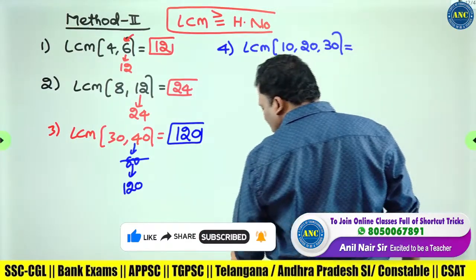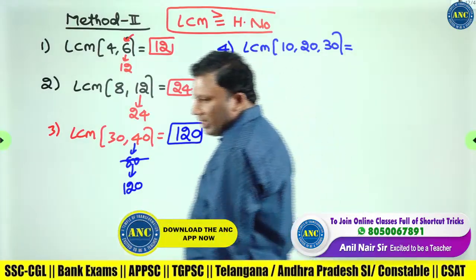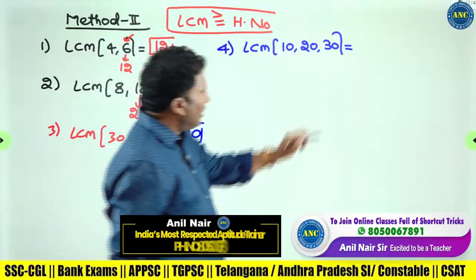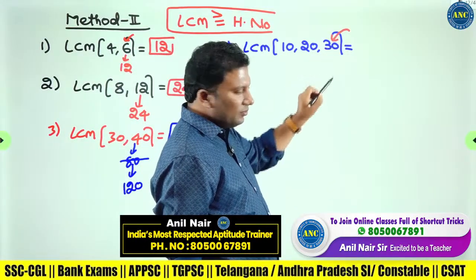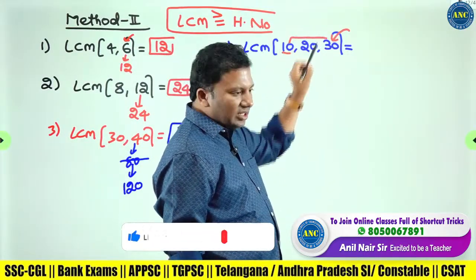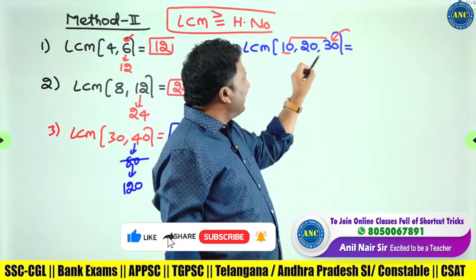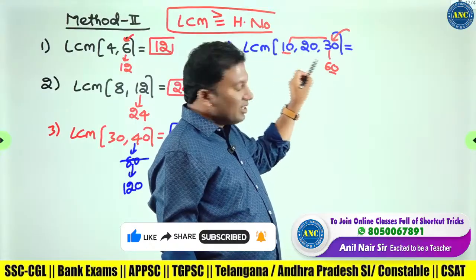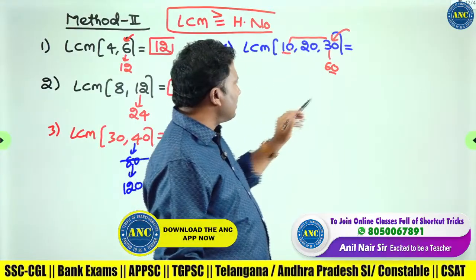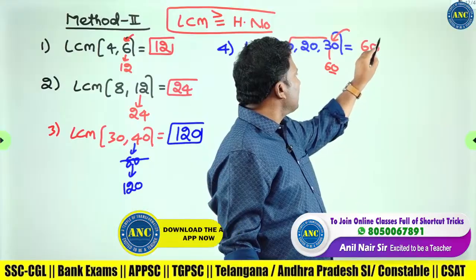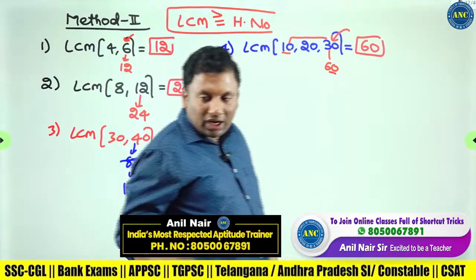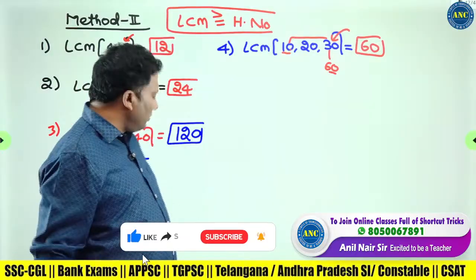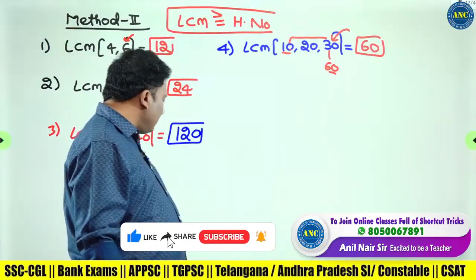Fourth one, LCM of 10, 20, 30. Only attack the largest number. See here, attack the largest number, 30. 10 3s are 30. All the numbers should divide. 20 is not dividing 30. Next, 60. 10 6s are 60, 20 3s are 60. Answer is 60. Largest number, either it can be perfectly divisible or it is not divisible.